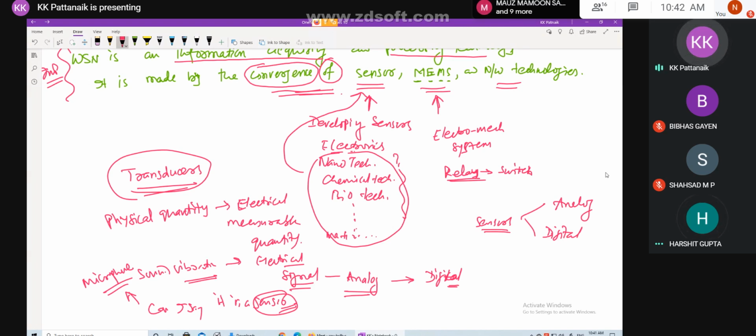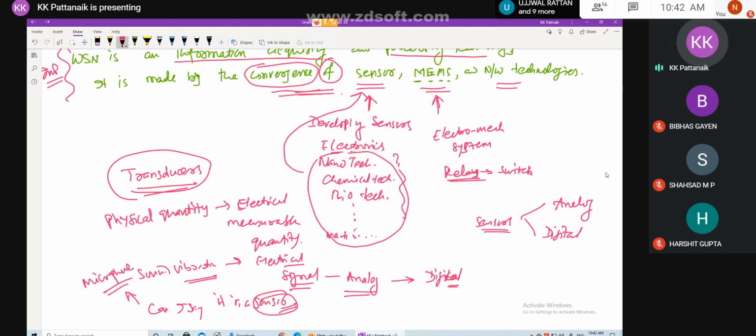Correct? So a physical parameter is preset, and whenever the physical parameter goes beyond that preset value, the device actuates. That's why we call it an actuator system. So that is what an electromechanical system is, or we say an actuation system.